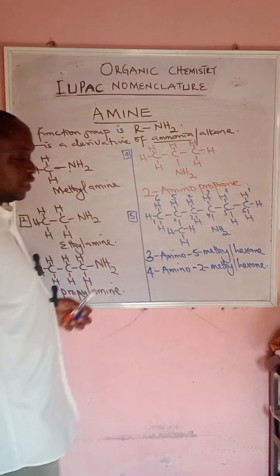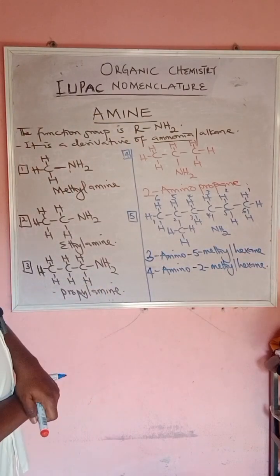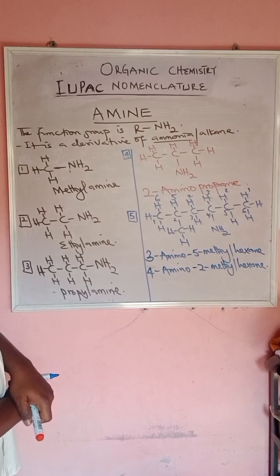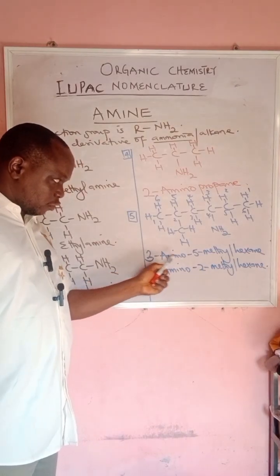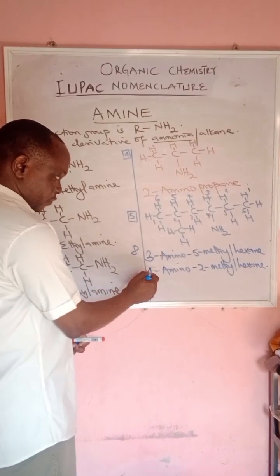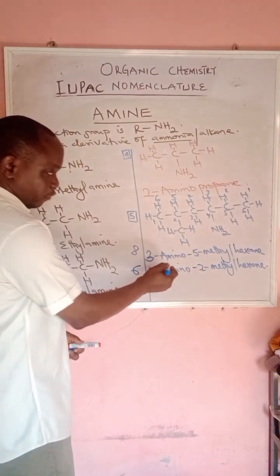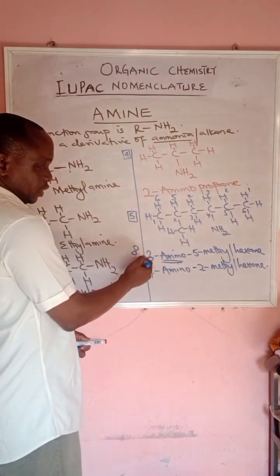Always remember that. If you count this one, 3 plus 5, you know it's 8, while 4 plus 2 is supposed to be 6. But the functional group supersedes with 3. So this will be the correct answer, not this. Let's take note of all this.